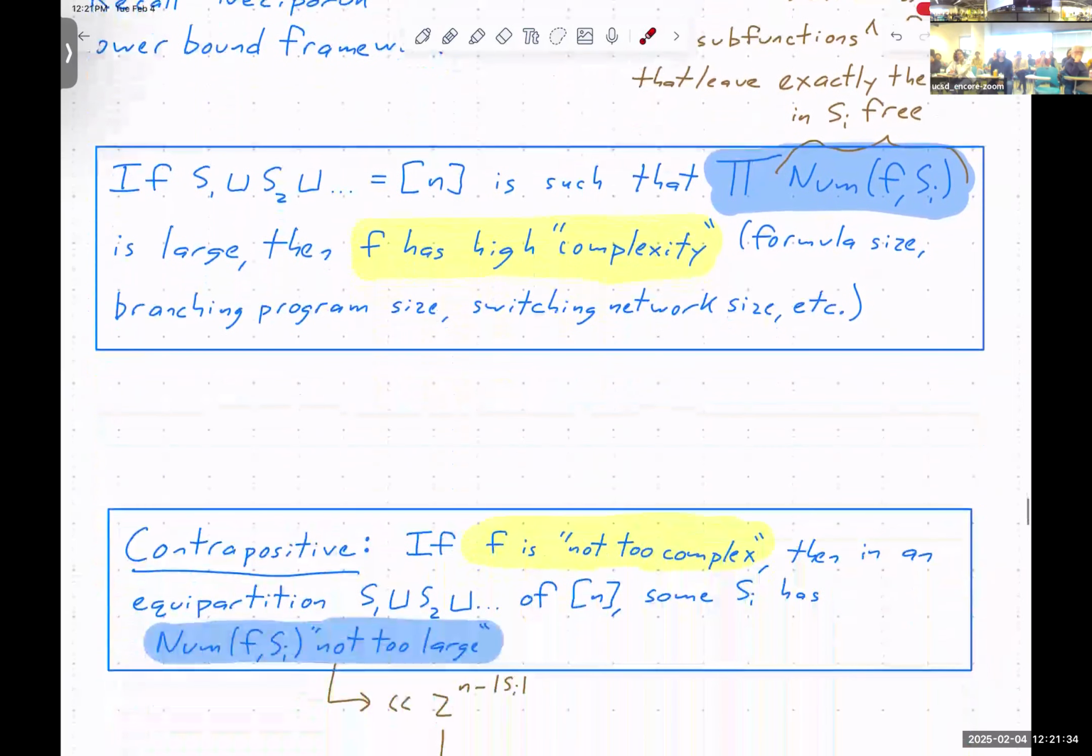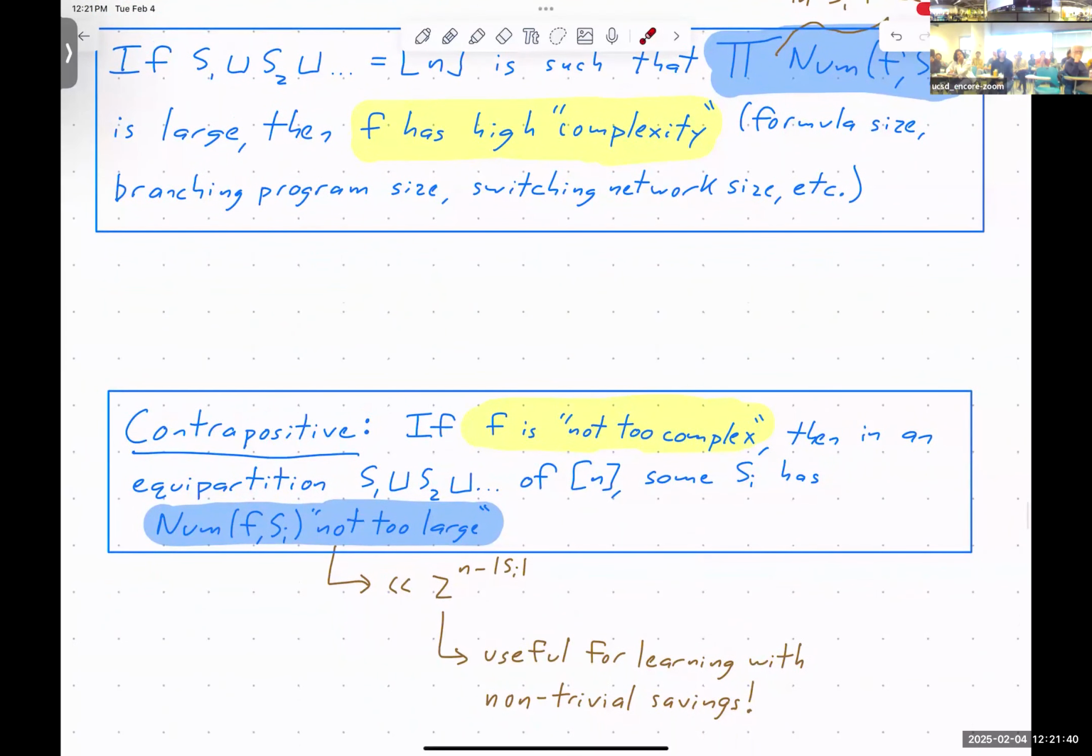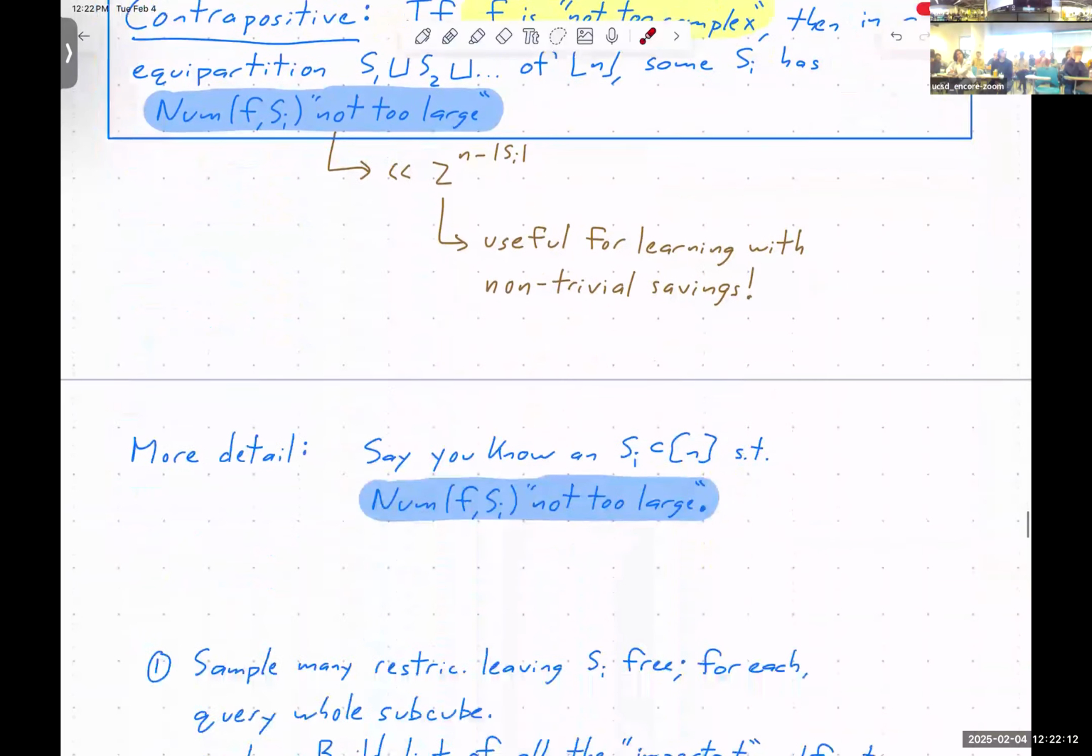So all we're gonna do is take a contrapositive view on this statement. If we contrapositivize this statement, it says, well, if f is not too complex, then if I take any equipartition of the variables, just think of it as divided into equal size blocks, one of those blocks must have not too many distinct subfunctions. Even as I change all the fixed variables outside the block in all possible ways, I don't get that many different functions. So that should be good for us, right? If I'm getting much less than the maximum possible number of subfunctions, intuitively that should be useful for learning with non-trivial savings somehow. And it is useful for learning with non-trivial savings.